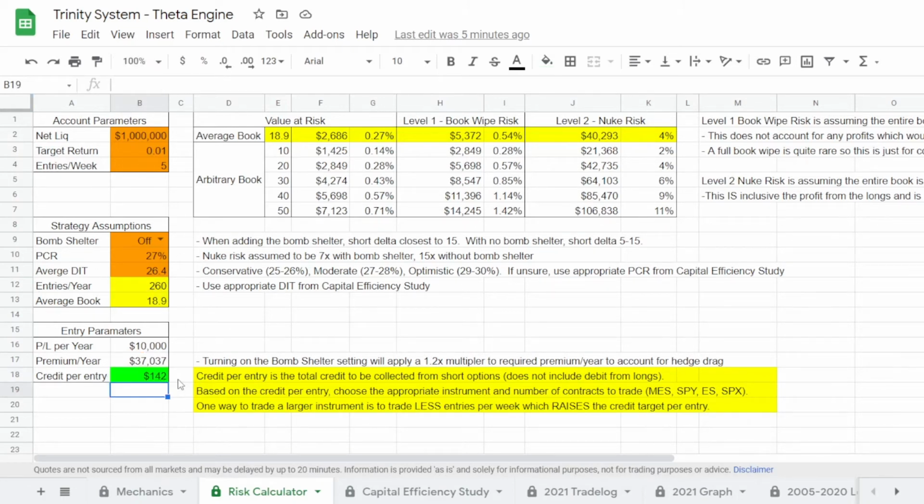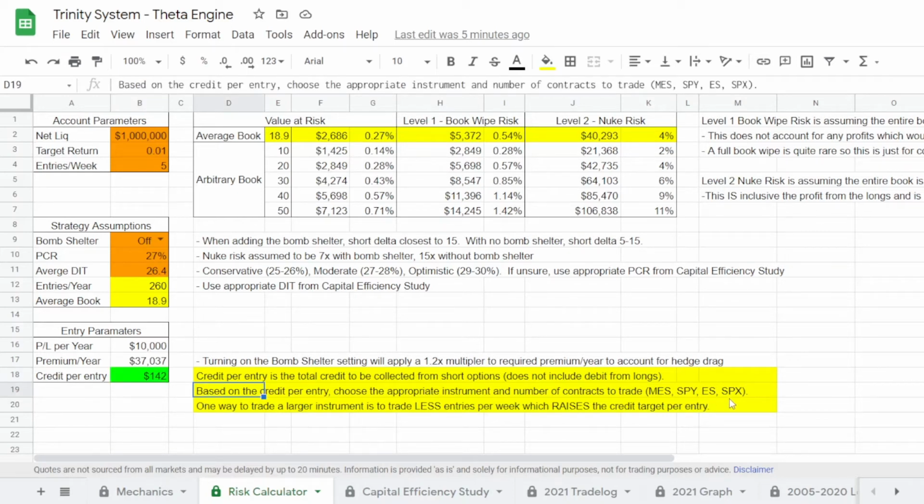And credit target per entry in this particular setup right now, I'm looking at $142, meaning you sell whatever product will give you that $142 for the short strike at 15 delta at the DTE that you're entering. So if we're entering 90 DTE, we're going to go to 90 DTE, and whichever product, MES, SPY, ES, SPX, will give you that credit target for each short strike.